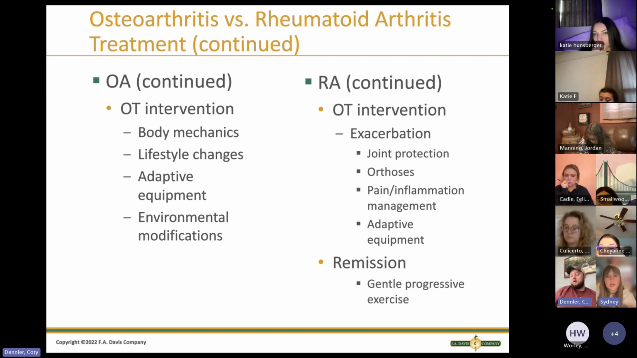Can you stay on this slide for a minute? Yeah, go ahead. Thank you. Sorry, I didn't mean to interrupt. No, you're fine. You go right ahead. Let me know when I'm good to go. Do you guys have any other questions so far? Because we're going to move into something past RA and OA.